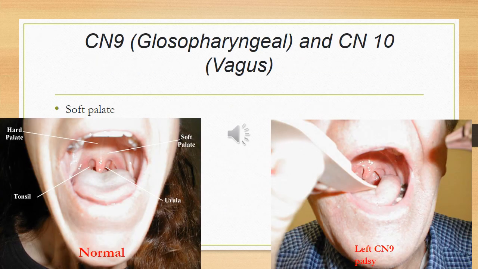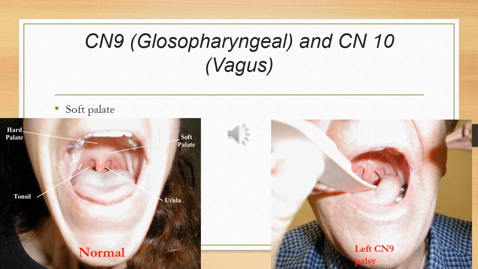Okay, now going to the glossopharyngeal and the vagus nerve. As I told you before, when you ask the patient to open his mouth to examine the facial nerve, you have an option to complete your examination of the oral cavity while doing that. So, first of all, when you examine the soft palate, you are assessing the glossopharyngeal nerve. Ask the patient to open his mouth, either to protrude or not to protrude the tongue.